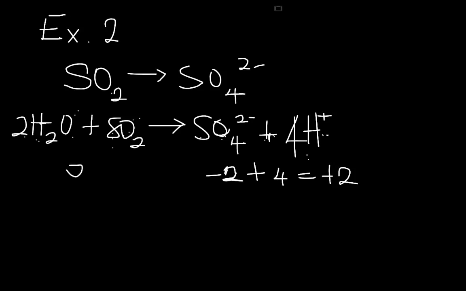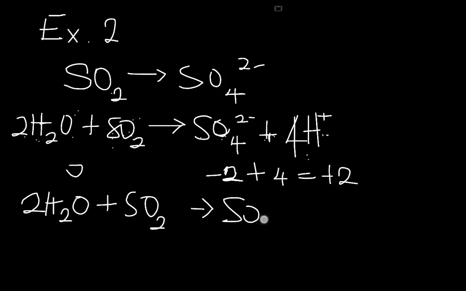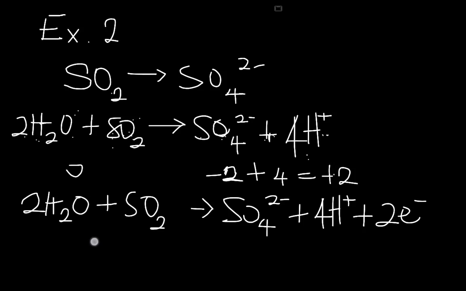So we have to rewrite our equation this way. So we have 2 water plus SO2. If we balance, this will be SO4 2 minus plus 4 hydrogen plus. So we need to remove this charge, right? So we add 2 electrons. Now our equation is balanced, so we have a net charge of 0 here.